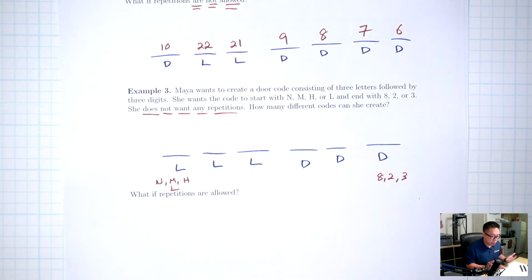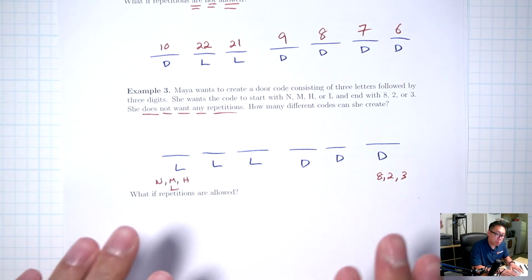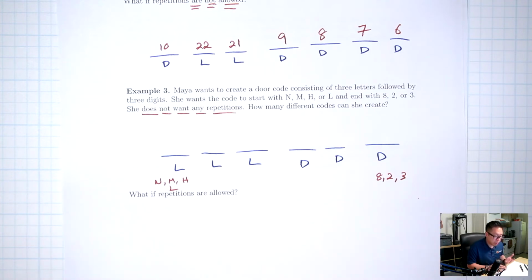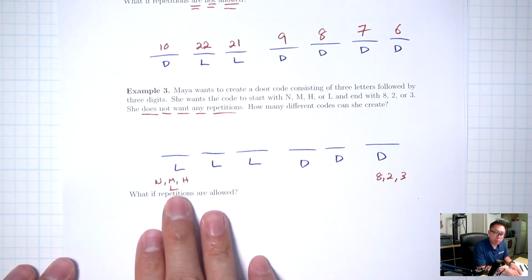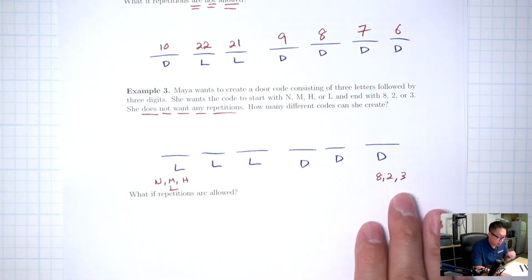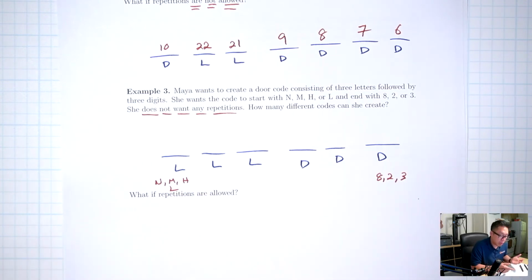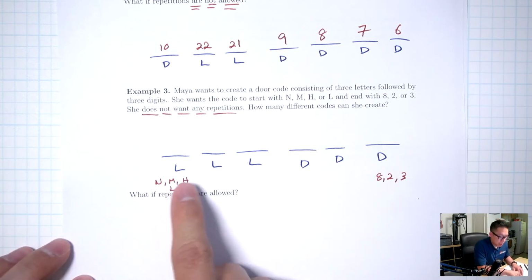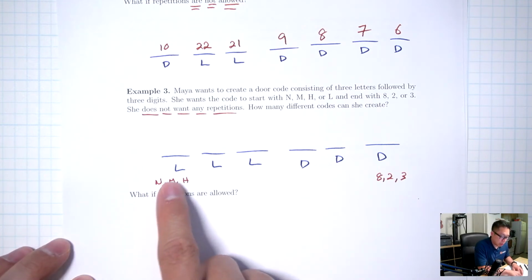So let's go through each blank. If you have some restrictions on the blanks like we do here, my recommendation is to start with those restricted blanks. So I'm going to fill in the first L, and then the last D first. First L, how many options do I have? I want to use N, M, H, or L, which means I only have 4 options there.